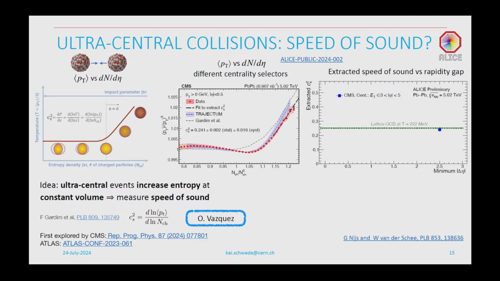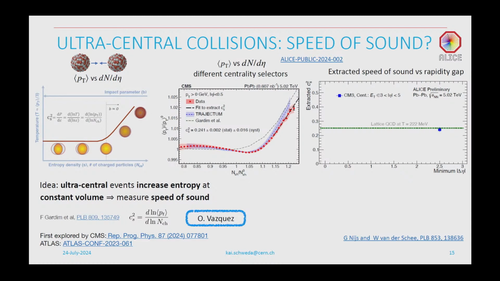CMS has measured exactly this shape, and from that they extracted the speed of sound, which can be calculated from first principles in lattice QCD at an average temperature, which is given by the average transverse momentum, which coincides with the lattice QCD results.